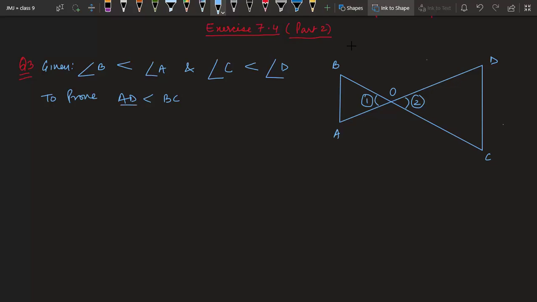Let's see where this AD is coming. AD is coming as AO plus OD. It is not coming in a triangle. Similarly, BC is also a sum of BO and OC. So we have to prove that BO plus OC is more than AO plus OD. Now let's start the proof.